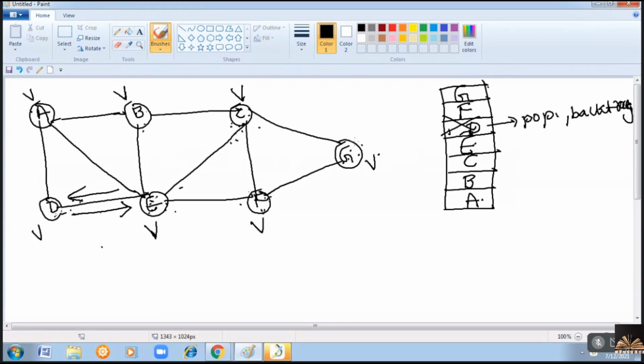Is there any vertex for G which is adjacent and not visited? No such vertex is there. When there is no such vertex, you can pop G and perform backtracking. How have you reached this G? I have reached B from A. From B I have reached C. From C I have reached E. From E I have reached D. And from E I have reached F. From F I have reached G.